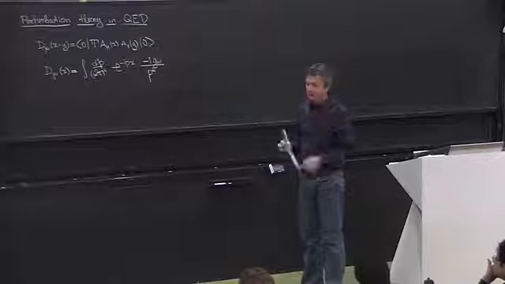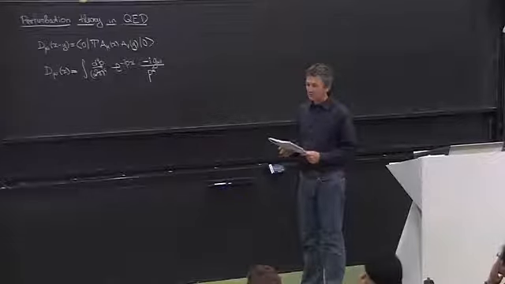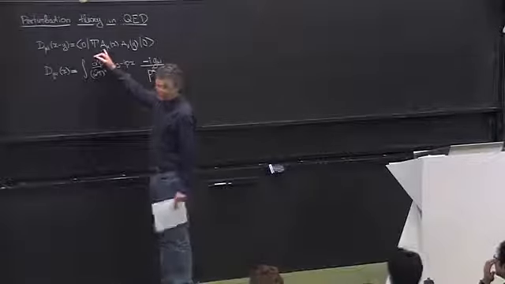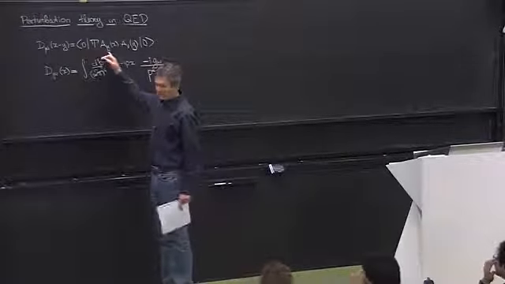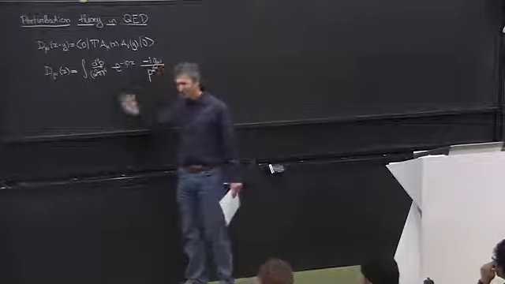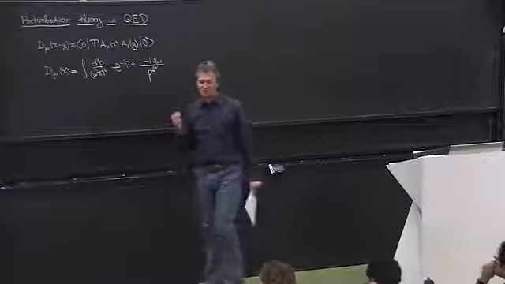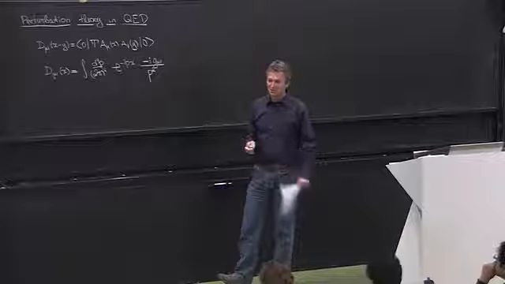Yes? Sorry, you said this is equivalent to four independent oscillators. What precisely is equivalent to four independent oscillators? We can treat the index mu as just labeling four fields. So we can treat them as if they were four independent scalar fields.